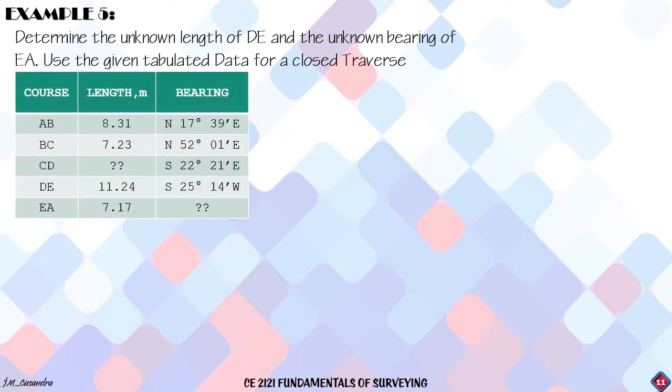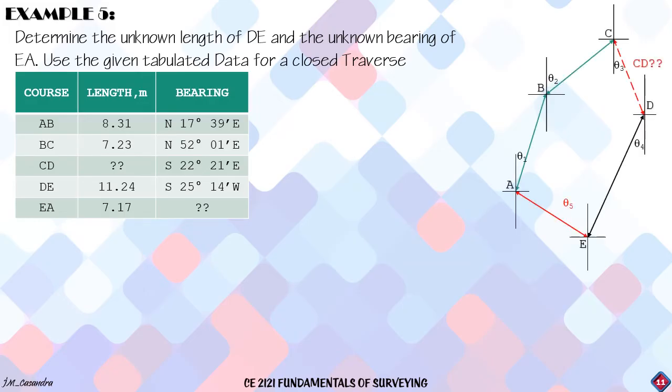Okay, to have a better understanding of two missing measurements for non-adjoining sides, let's have an example. Let's determine the unknown length of DE and the unknown bearing of EE using the given tabulated data for a closed traverse. Again, we draw a rough sketch of the given data. So we have unknown CD and unknown bearing of EE. So this is theta 5.